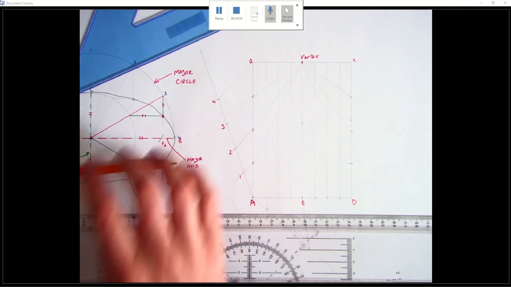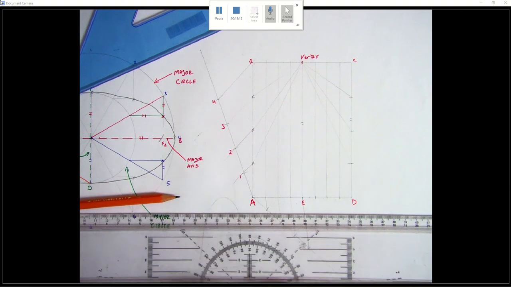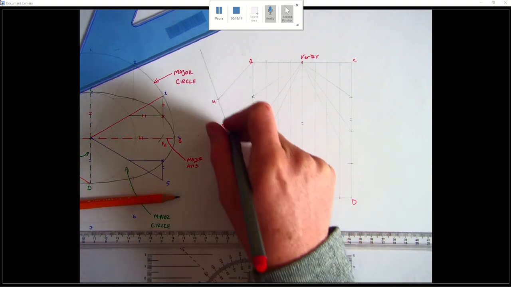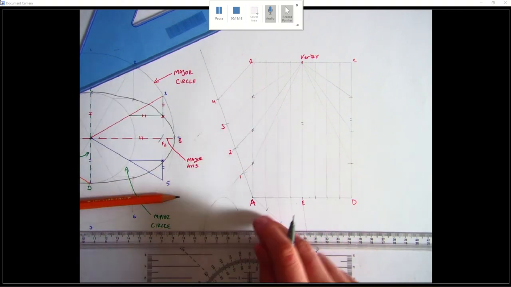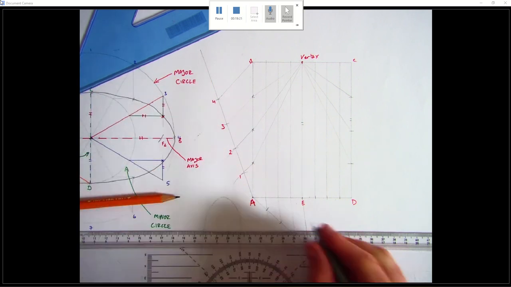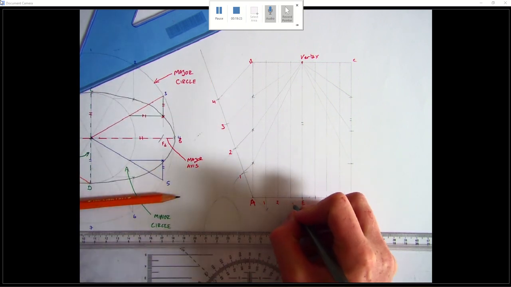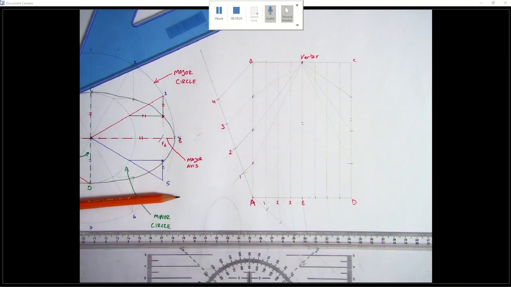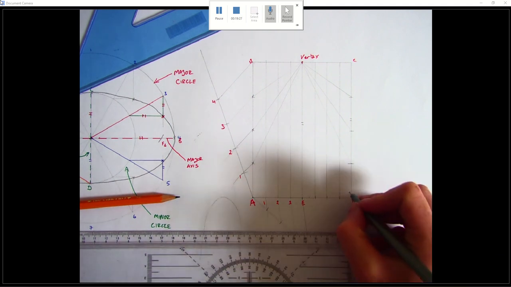Like this. I'll just label these, so that's 1, 2, 3, 4. So starting from A, I went that way, that's 1, 2, 3, 4. So I'm going to go this way, 1, 2, 3, 1, 2, 3. And E is the same.